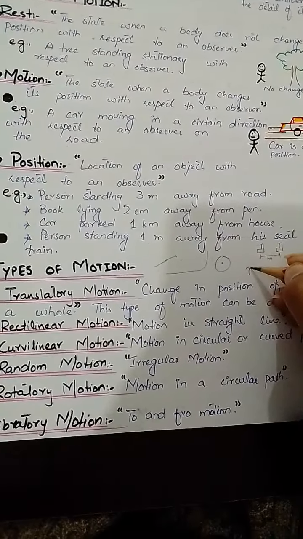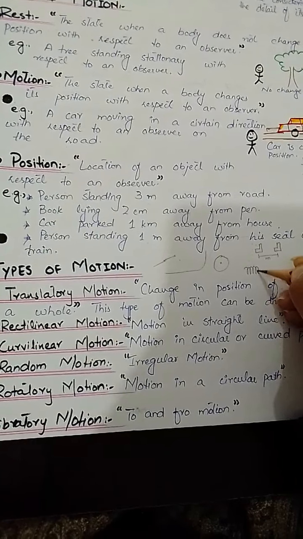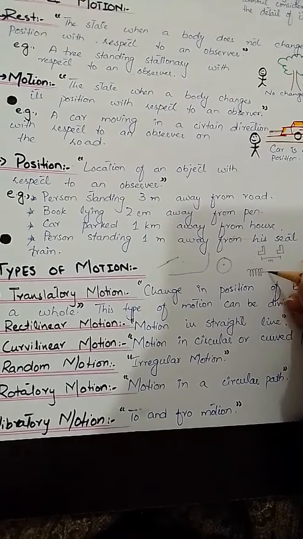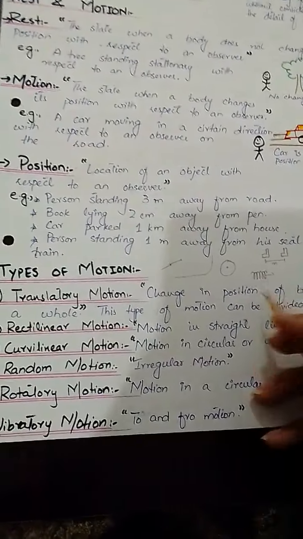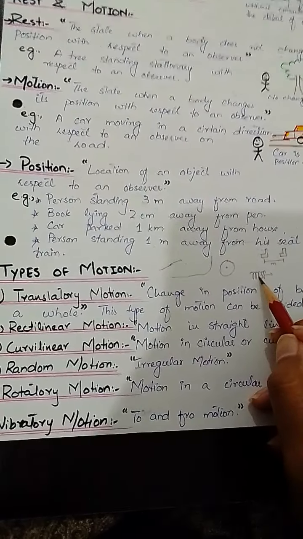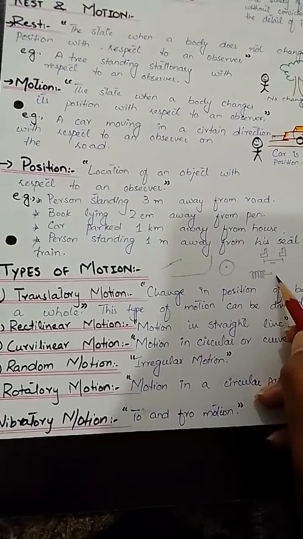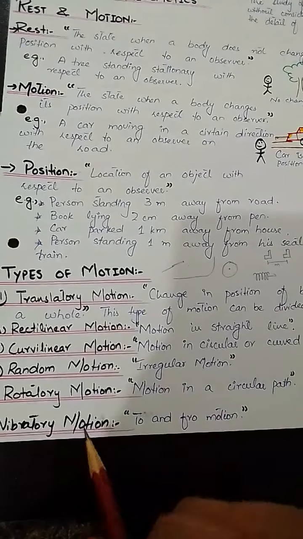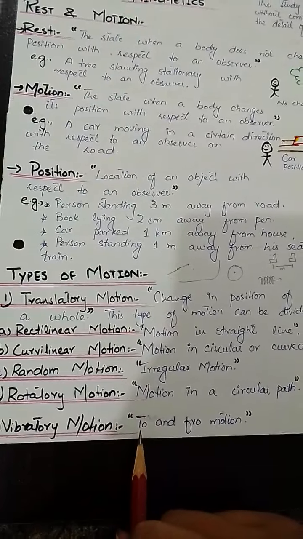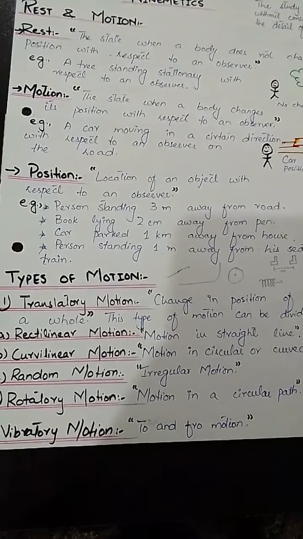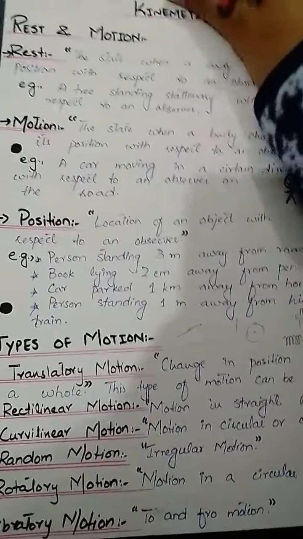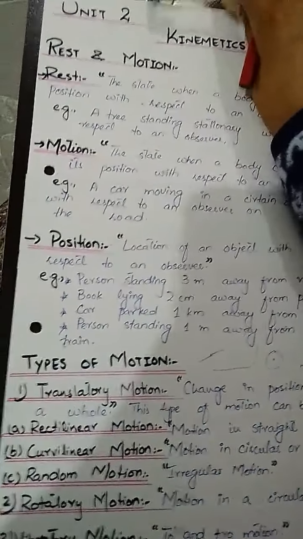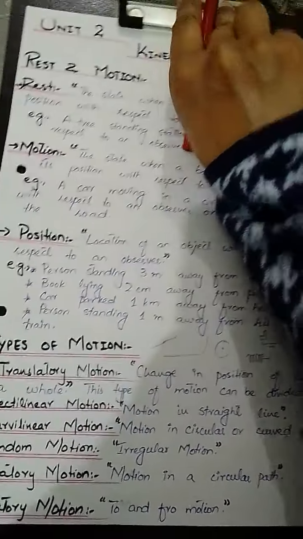What will you do with the spring? You will just take a spring and stretch it. You will notice it will just start moving to and fro, to and fro, to and fro. It will show vibratory motion. So these types of motions are called vibratory motion, and these are just to and fro motion. Okay, coming towards the last point.